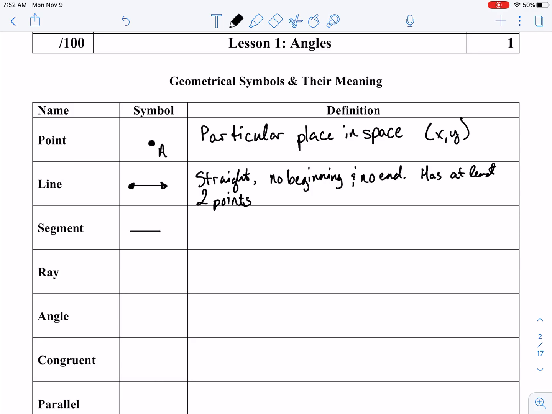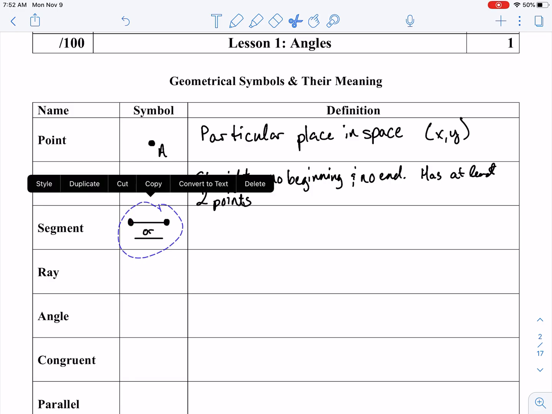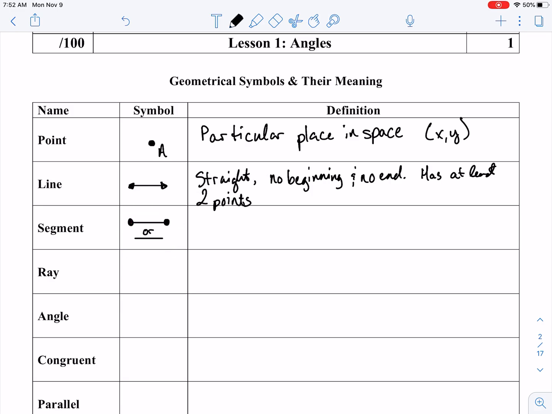Segment, just like a line, except it will have dots, or it can potentially have no dots. All right, and its definition is the same, essentially. So it's still straight, except it has a beginning, and it also has an end. And again, it's made up of at least 2 points.